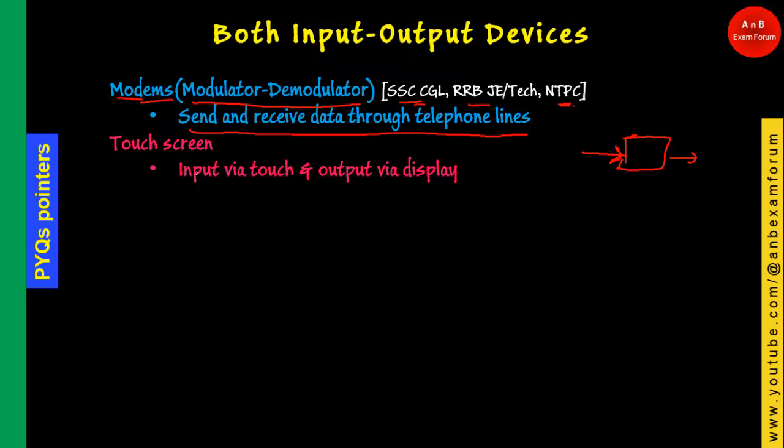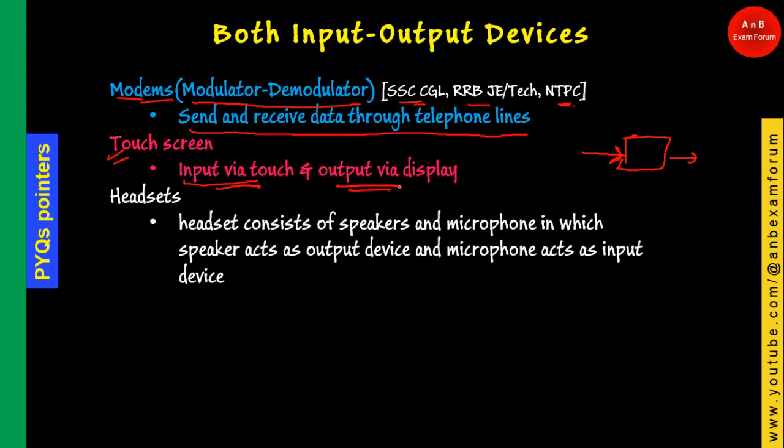The next one is a touch screen. As the word itself suggests, it is a screen, so it is an output device. The screen on your mobile phone which you are touching right now is both an input as well as an output device. Input is received via touch, whereas output is via display. In this way touchscreen is both an input device as well as an output device. The next one is a headset. As you know, a headset has both a speaker and a microphone. The speaker acts as an output device, whereas the microphone acts as an input device. So headsets are both input and output devices.